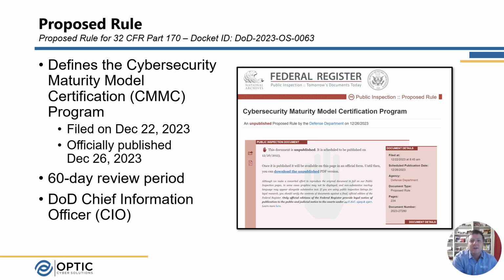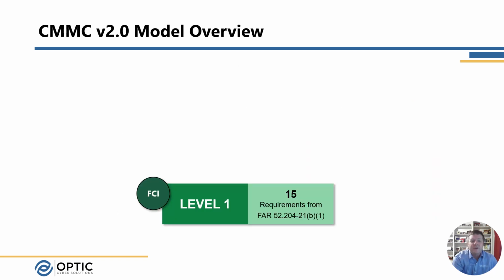So I wanted to take a few minutes to go through the highlights of the rule as it was filed and get a general understanding of what we can expect to see in it. It is a 234-page document, so there's quite a lot to go through, so we'll just cover some of the highlights. So CMMC is still a three-level process, with Level 1 for protection of FCI and containing 15 requirements.